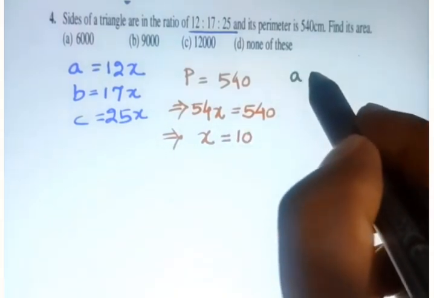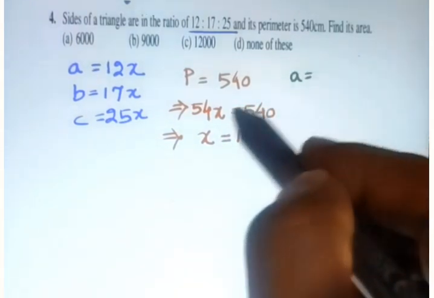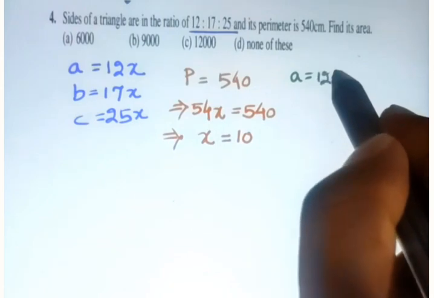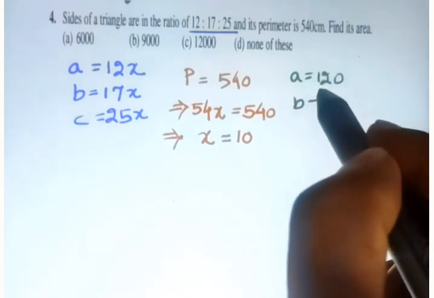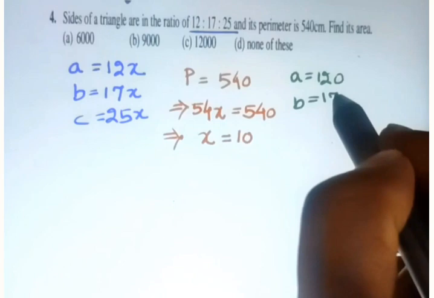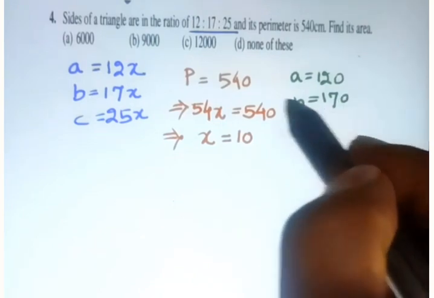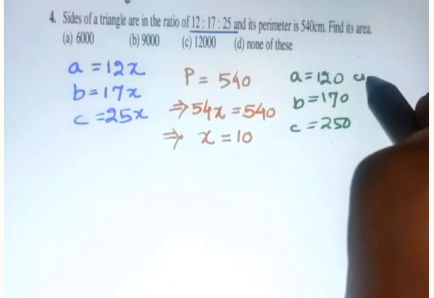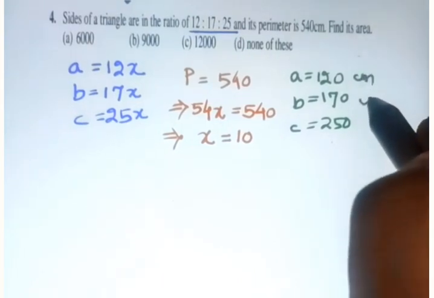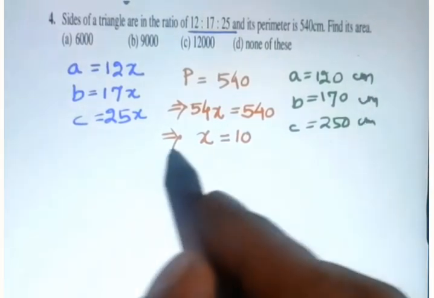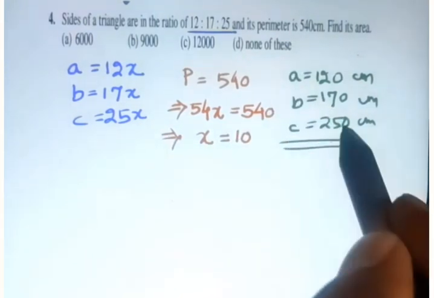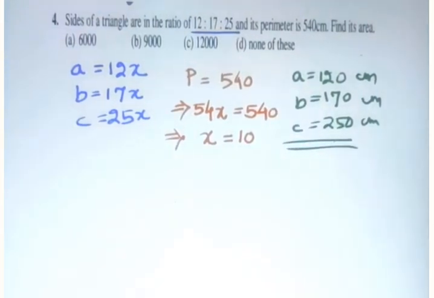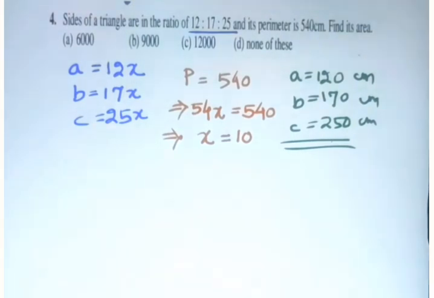So let's write the value of the sides now. A is equal to 12x. So 12 times 10, 120. B will be 17 times 10, that is 170. And C is equal to 25 times 10, that is 250. All are centimeter. Now we got the three sides. Now we can easily apply the Heron's formula.